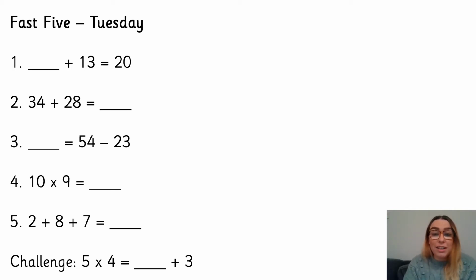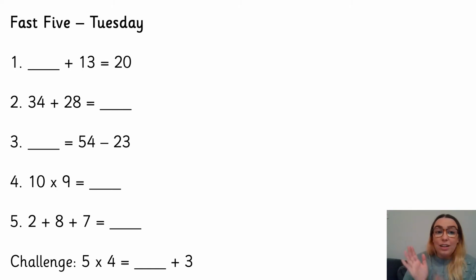So number one is something add 13 is 20. Number two, 34 add 28 is what? Number three, something is the same as 54 subtract 23. Number four, 10 times 9 is what? Number five, 2 add 8 add 7. And then the challenge, 5 times 4 is the same as something add 3. You are going to pause me now.